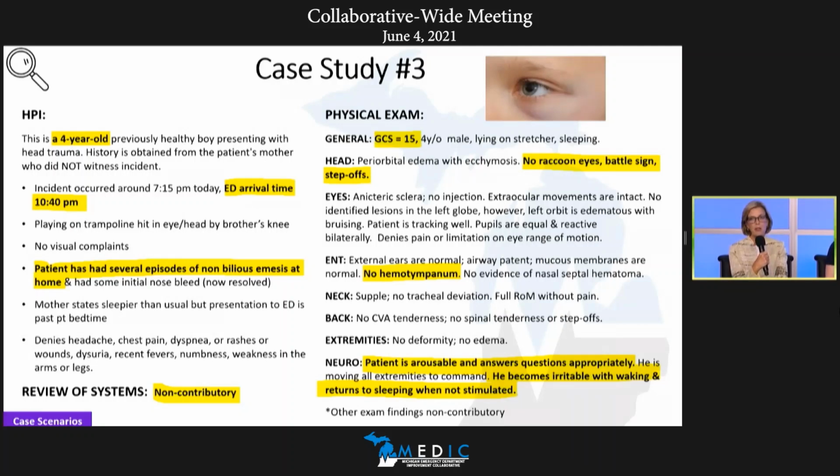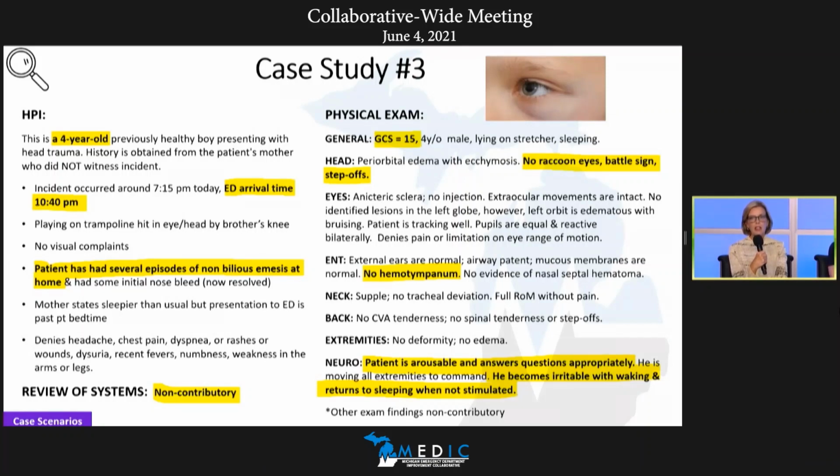He was playing on the trampoline with his brother, and they were jumping, and somehow the brother's knee impacted the child's eye, face, and head. Supposedly at home, the child initially had several episodes of non-bilious emesis and a nosebleed, which had resolved by the time of arrival to the ED. Now, this was at bedtime, or beyond the child's bedtime. Otherwise, the history from the parent revealed nothing particular. The child wasn't complaining of a headache or any other complaints, and no visual problems. Otherwise, his review of systems was non-contributory.